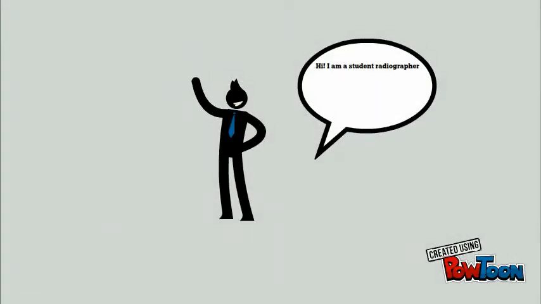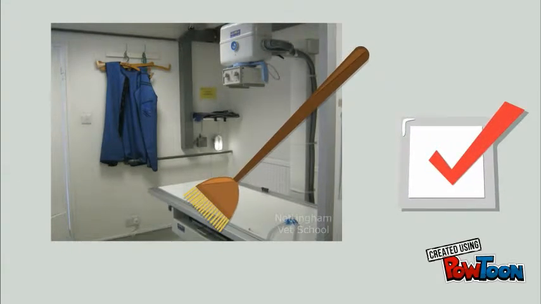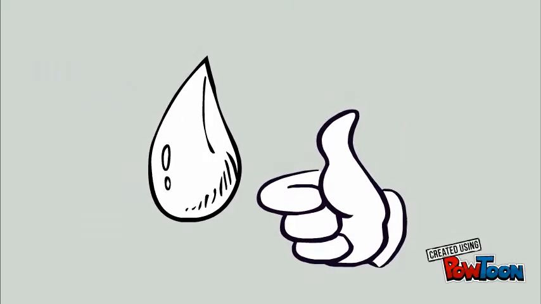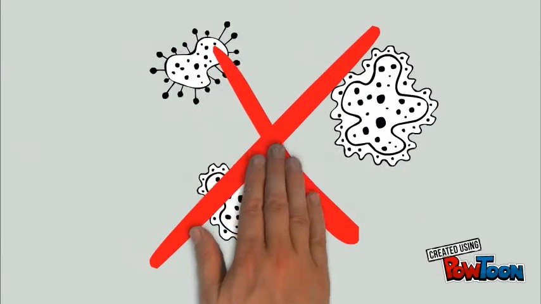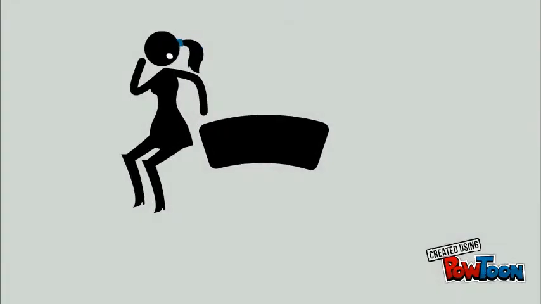Once you have introduced yourself to the patient as a student radiographer, assuming that the room is clean and prepared for the patient, make sure that you wash your hands before contact with the patient to reduce the risk of cross-infection. The patient will then be seated with the affected arm nearest to the X-ray table.